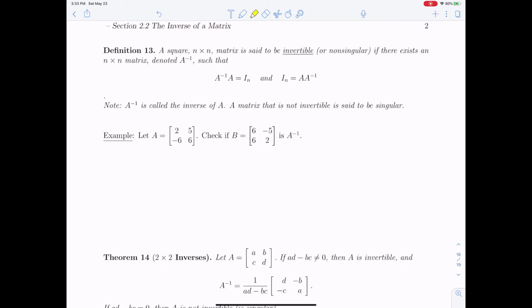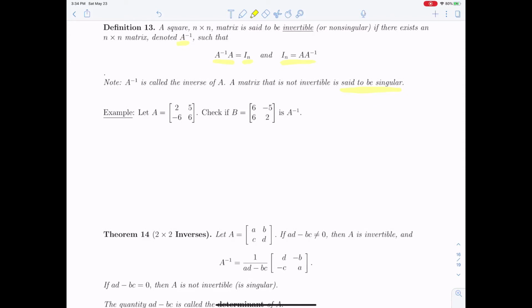So a square n by n matrix is said to be invertible if there exists an inverse matrix, denoted by A inverse, such that A inverse times A equals the identity matrix, or A times A inverse equals the identity matrix. A matrix that is not invertible is said to be a singular matrix.